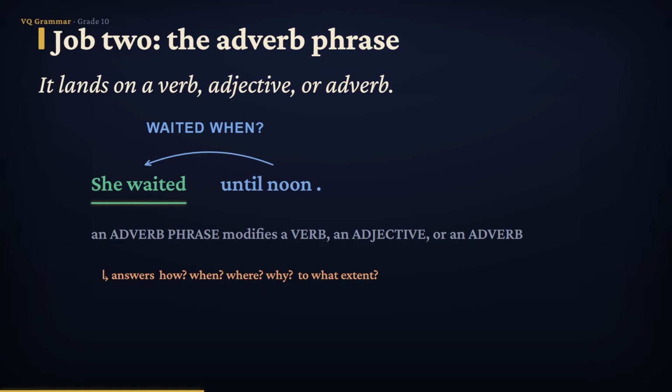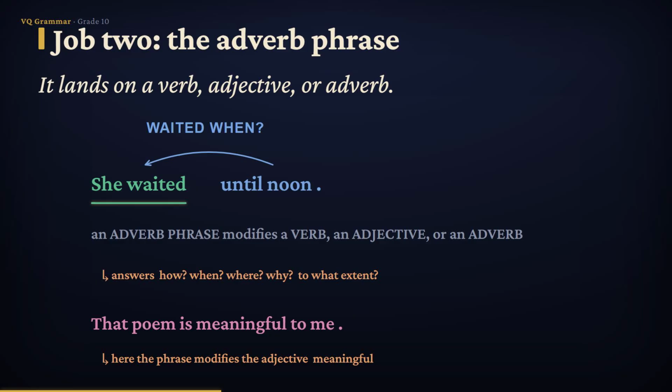And pay attention to that last part, because adverb phrases do not only attach themselves to verbs. Listen to this one. That poem is meaningful to me. To me does not describe the noun poem at all. It modifies the adjective meaningful, telling us to what extent the poem is meaningful. So an adverb phrase can land on an adjective too, and that surprises a lot of people.